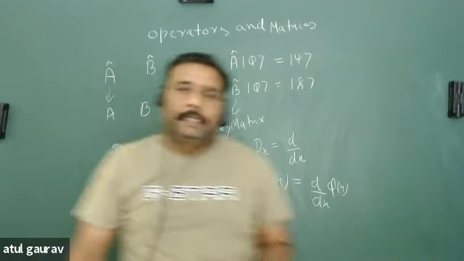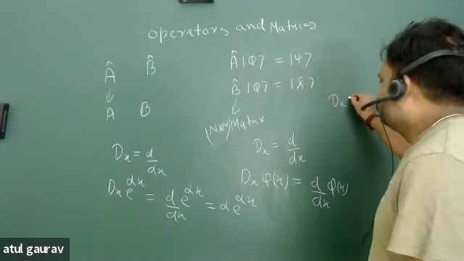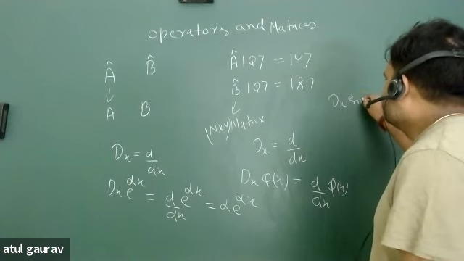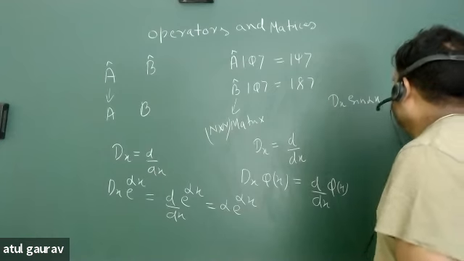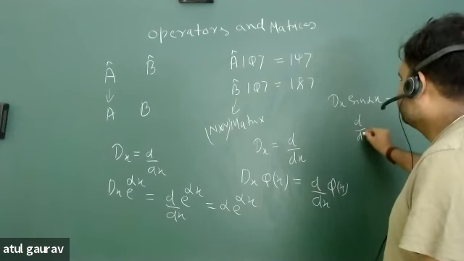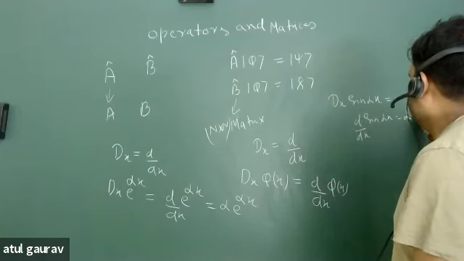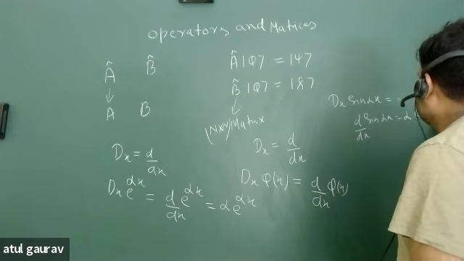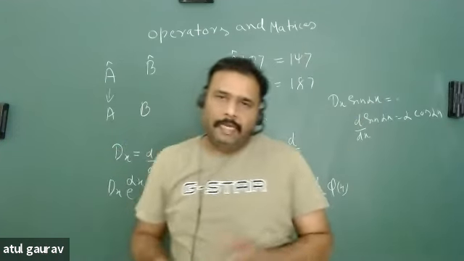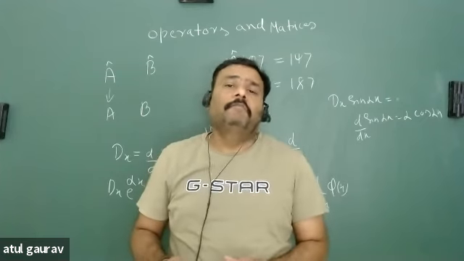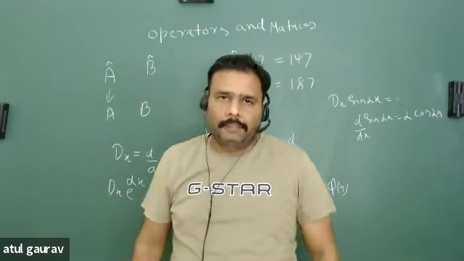So if you take this particular situation, suppose we have D_x and it is going to operate on sine alpha x. Then d upon dx of sine alpha x is equal to alpha cos alpha x. So you can have an entirely different function. So sometimes operators will give exactly the same function, it may be proportional to that function, or it may be a different function.